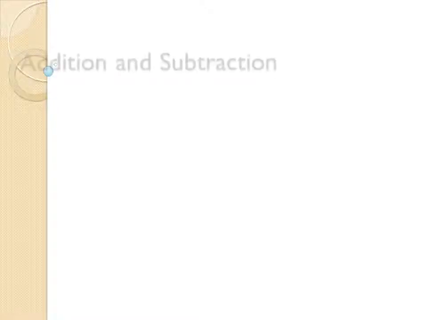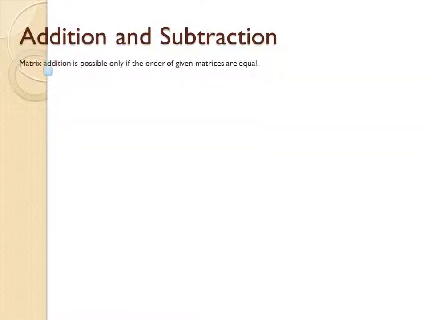Okay, so first let us go through the addition. Matrix addition is possible only if the orders of the given matrices are equal. So let's say there are two 2 cross 2 matrices, then the addition is possible. If there are two 3 cross 3 matrices, then the addition is also possible. If there are two 4 cross 4 matrices, then also the addition is possible. Now we will go through an example and see how to do the addition.